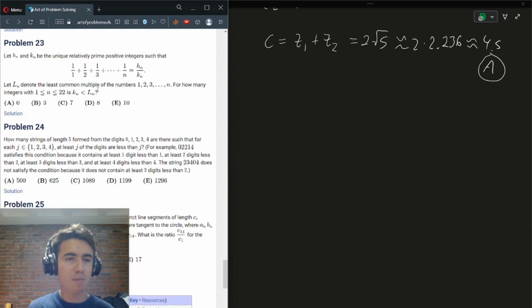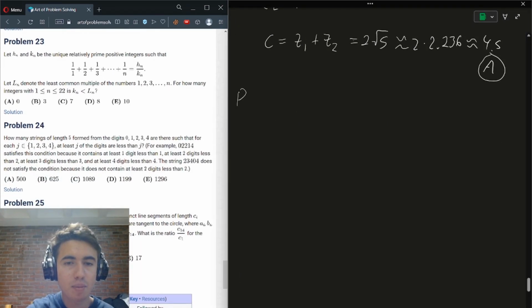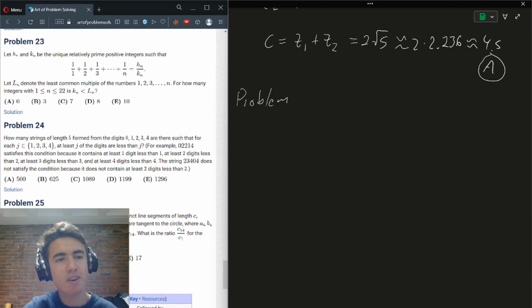Now on to problem 23. We have basically a harmonic sum, or sum of like 1 over integers, is equal to hn over kn, and we're wondering when the denominator kn is not equal to the least common multiple of the numbers from 1 to n, those numbers that we're adding the reciprocals of.